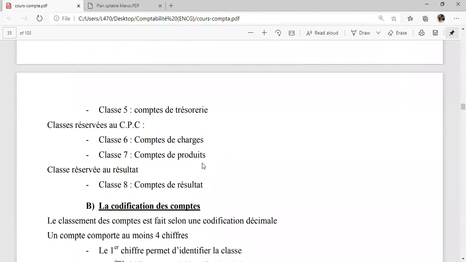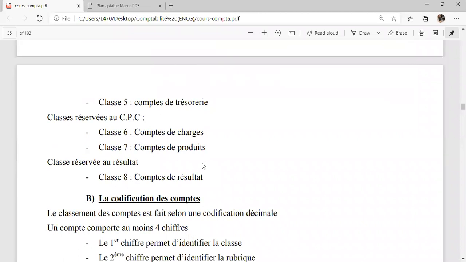And lastly, we have class 8, which is compte de résultats. The résultat is a net figure that we find at the end of an accounting period. So I hope that's clear for the person who asked me to repeat on that.